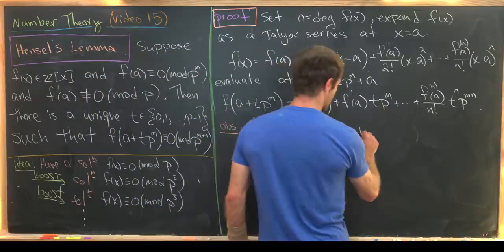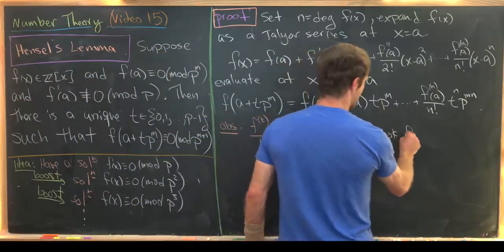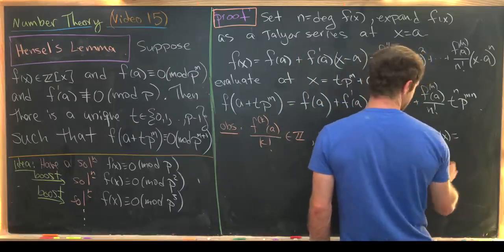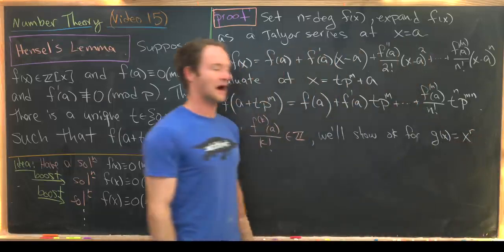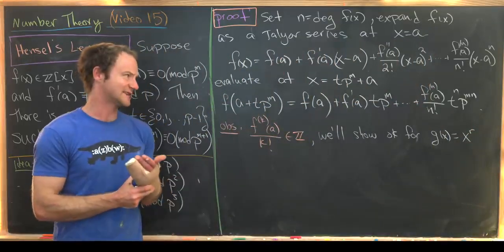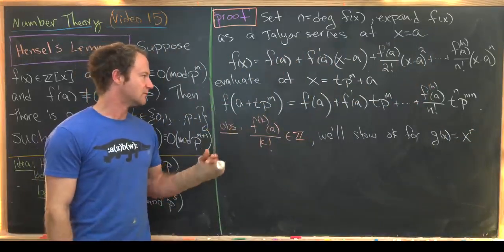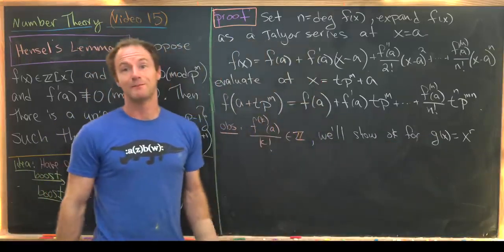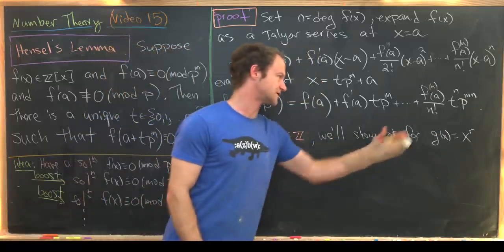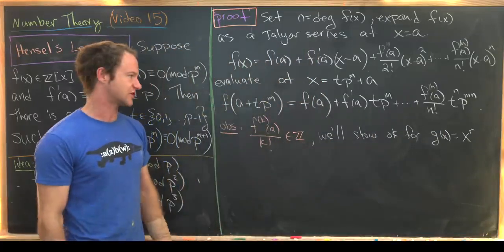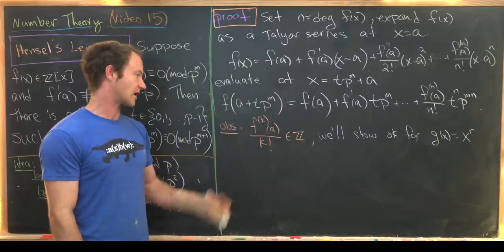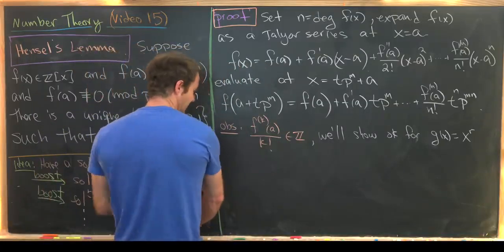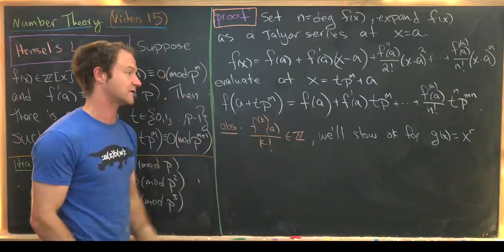So we'll show this is okay for a function which I'll call g of x, which is equal to x to the r power. You might say, well, that seems a little bit like a cheat. But recall that our function f of x is just a linear combination of powers of x like that. So if this holds for x to the r, where r is arbitrary, then this is going to hold for our function f of x.